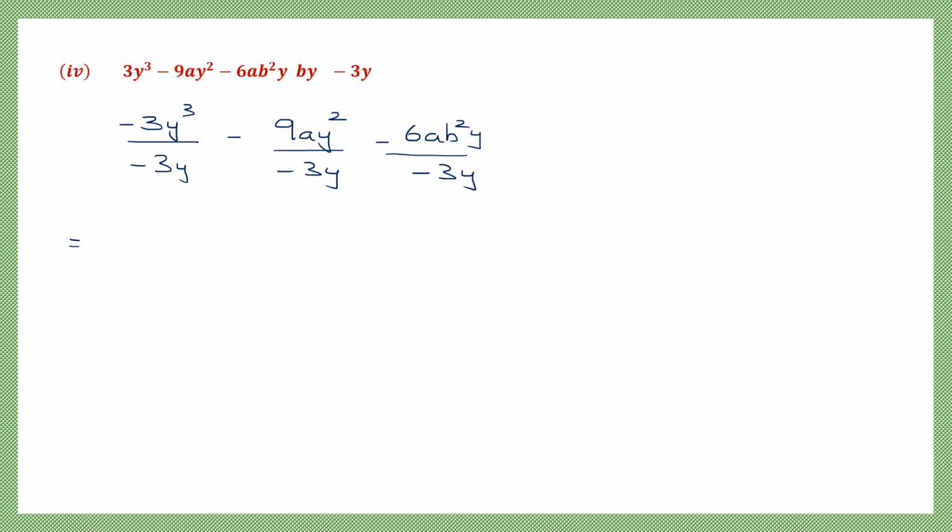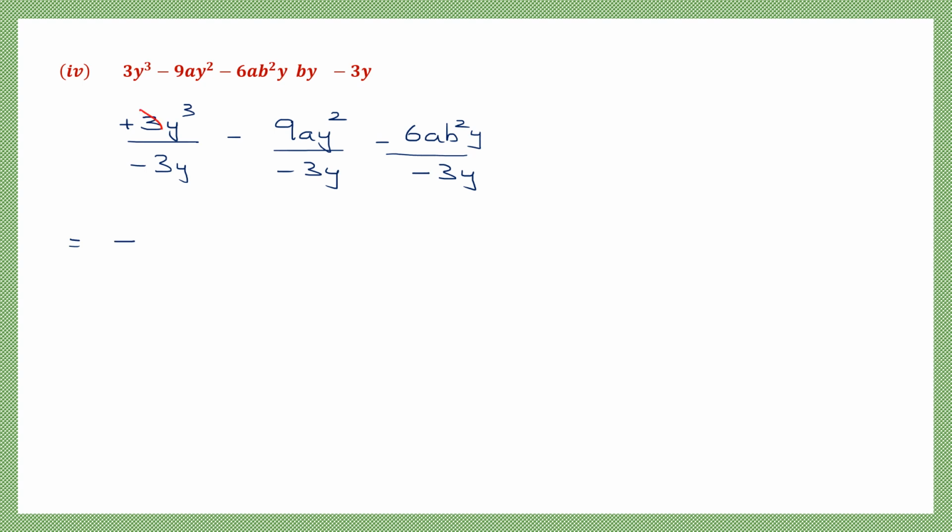Division of a polynomial by a monomial. Let's take each term separately. 3y to the power of 3 divided by minus 3y, minus 9ay square divided by minus 3y, minus 6ab square y divided by minus 3y. Let's start with the first one. So this is a plus sign. Plus into minus is minus.